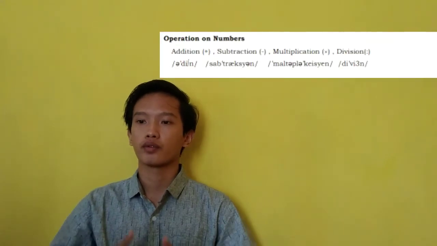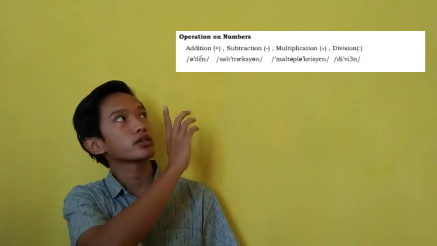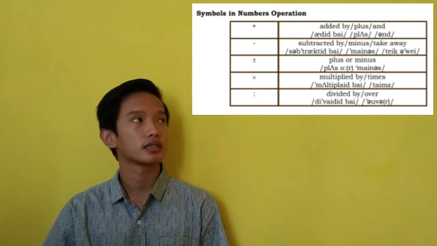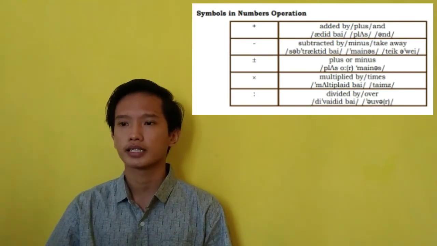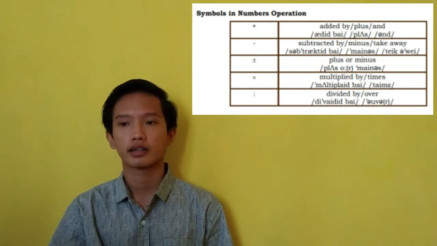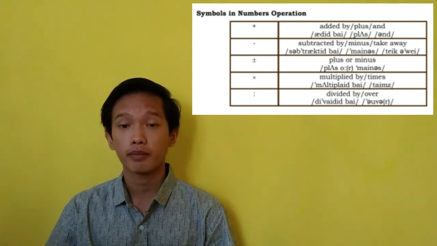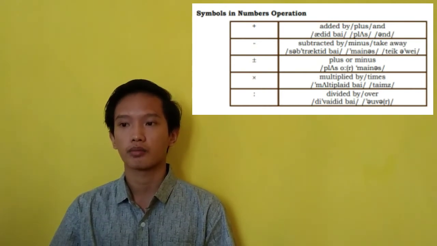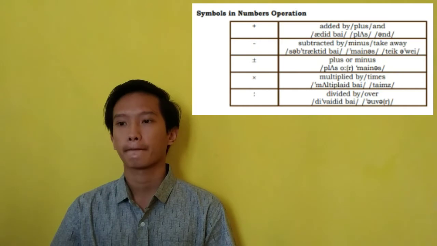And then we will go to operations on numbers. These are the symbols of operations on numbers. Symbols in number operations. The first is plus, symbol plus. We can say added by or plus or and. And if the symbol is minus, we can say subtracted by or minus or take away.